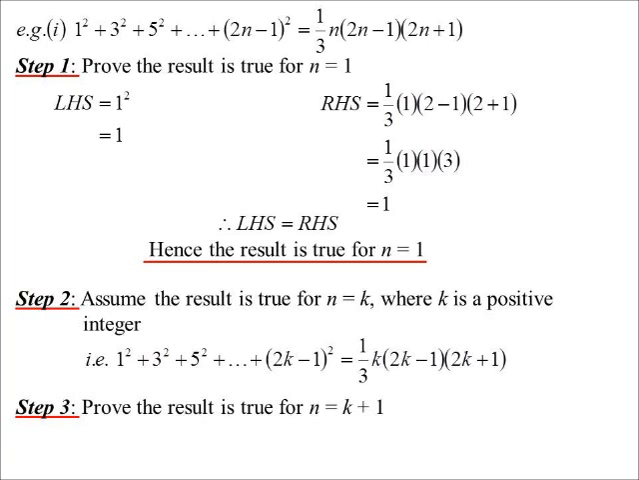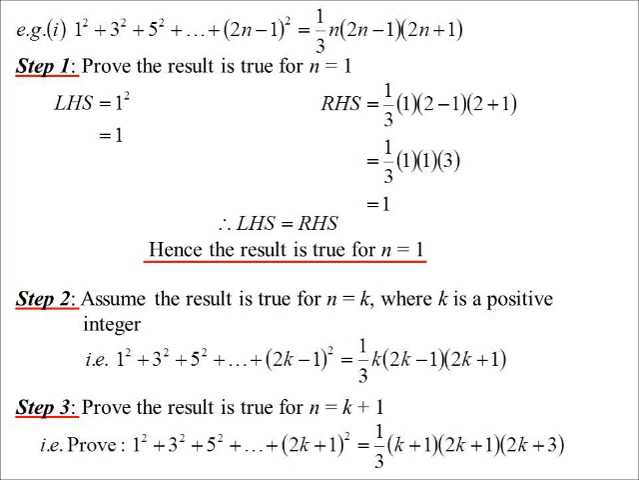I want to prove k plus 1. Again, I think it's key that you do write down what it is you're trying to prove, because if you don't write it down, how do you know when you're proving it? You need to know where you're heading. So now I'm going to go up to the next term. I'll replace n with k plus 1, and that becomes 2k plus 1 all squared for the last term.